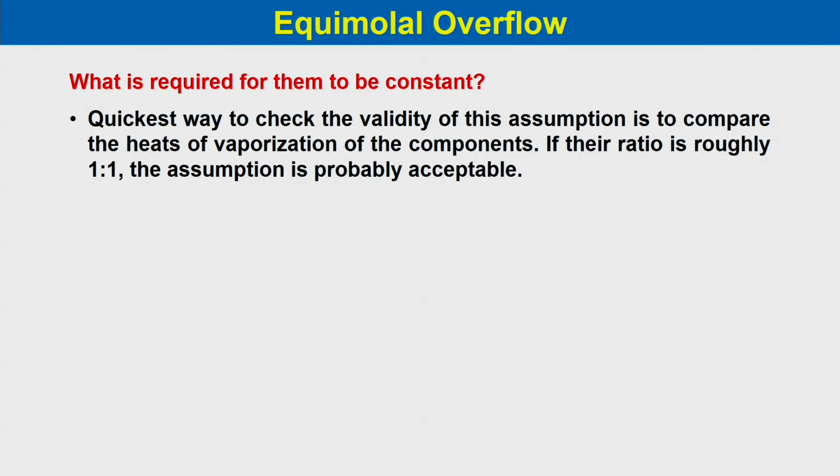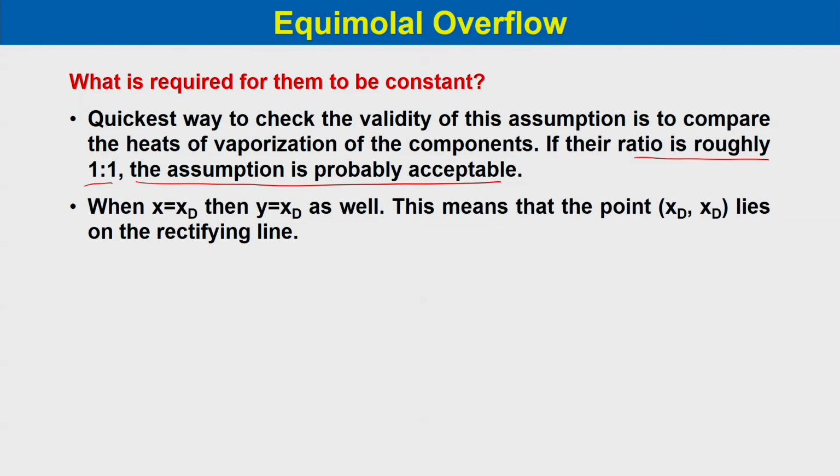The quickest way we can check the validity of this assumption is to compare the heats of vaporization of the components. If the ratio is roughly 1:1, then the assumption is probably acceptable. The ratio of the heats of vaporization of the two components, if that is 1:1, then this assumption of equimolar overflow will probably be acceptable, or the flows will be constant.